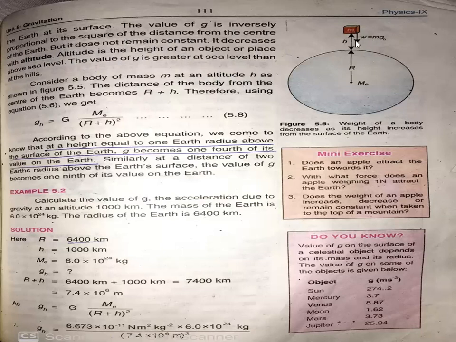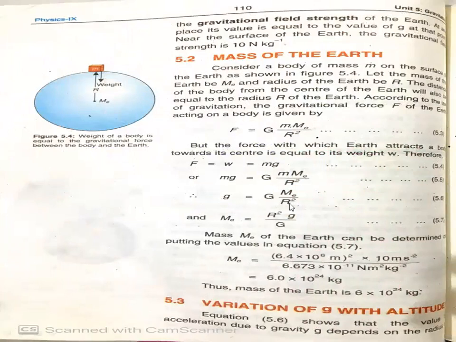So this body is lying at some height h from the surface of the earth. So our equation 5.5 will become like this: gh is equal to G me over r plus h. But if you look at equation 5.5, there is no h, because the body of mass m is lying on the surface of the earth. But as we are moving upward, this equation 5.6 will change.